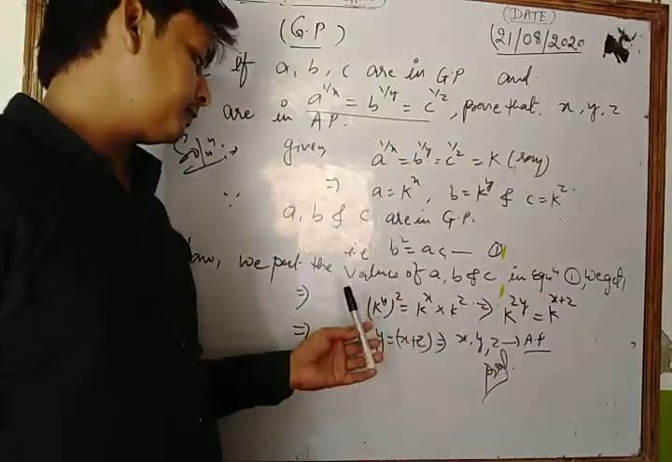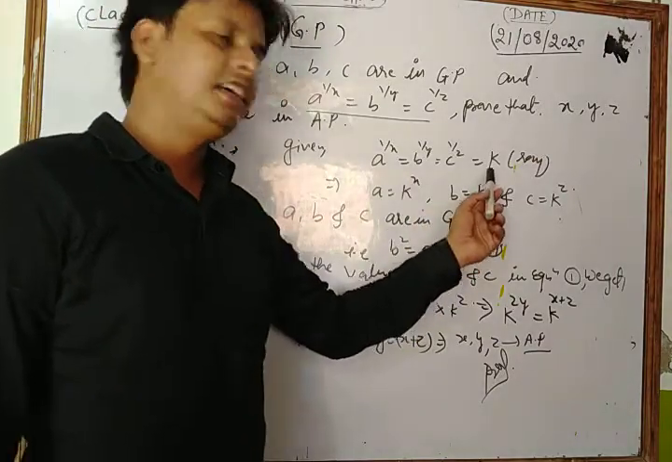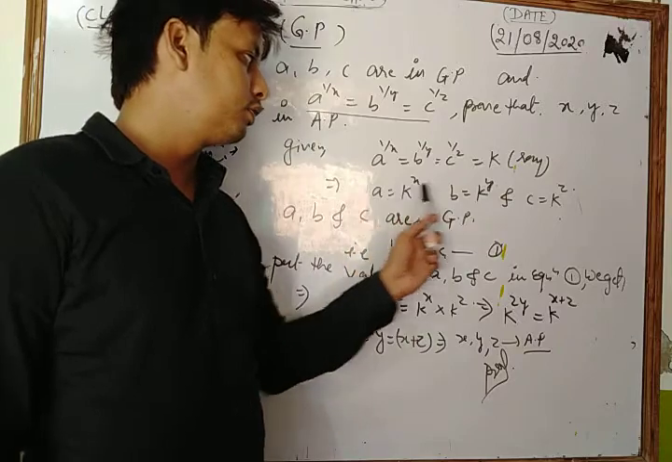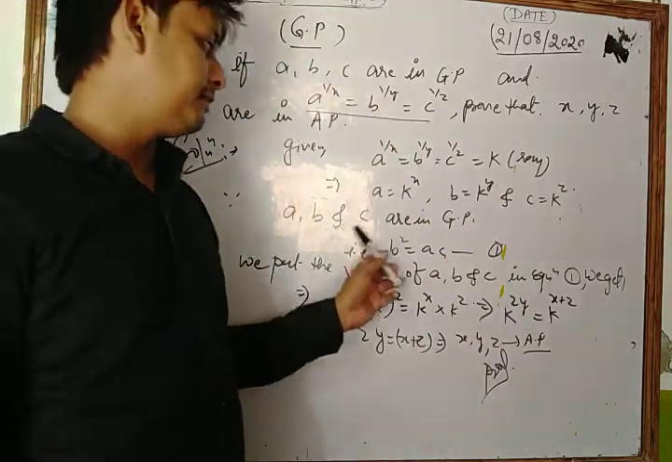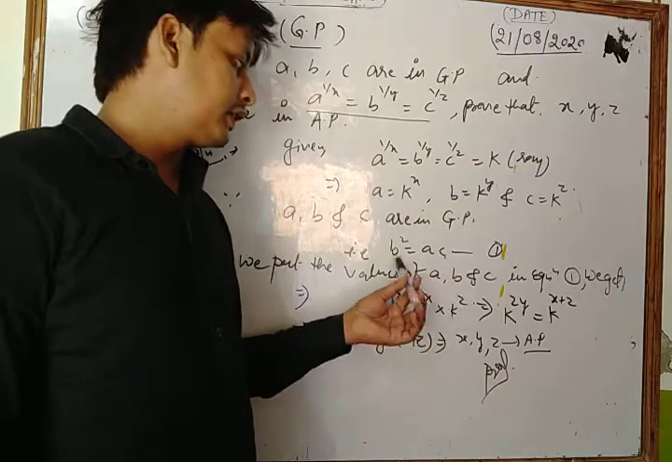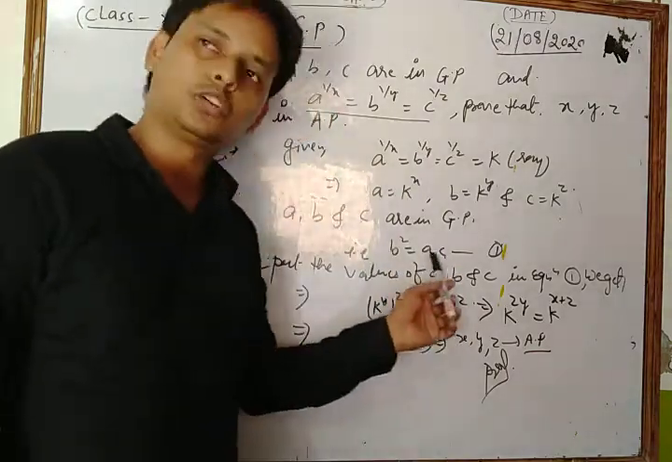First you write this as the given relation, we take it as k. Now after that we find the value of a, b and c from there. Now according to the statement, a, b, c are in GP. If three numbers are in GP, then we have b square is equal to ac.